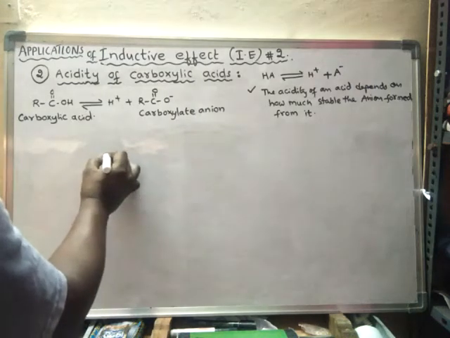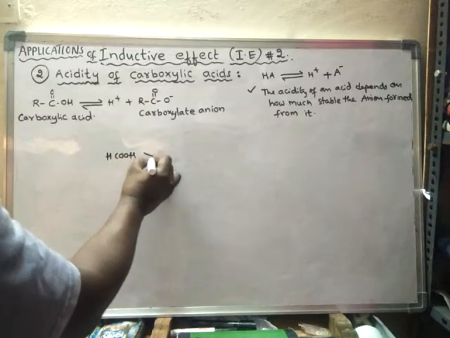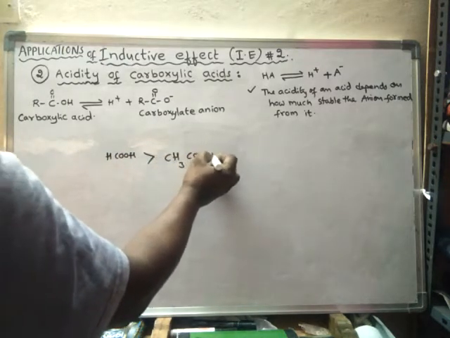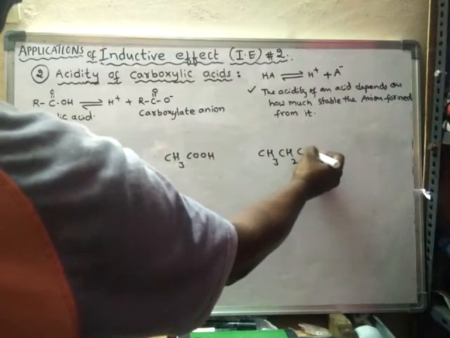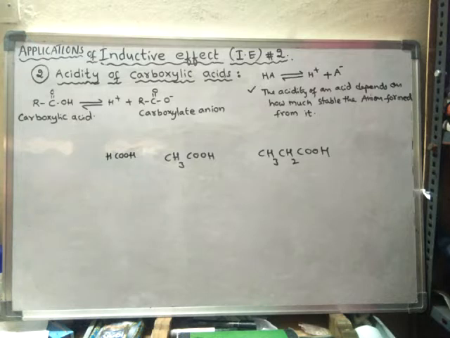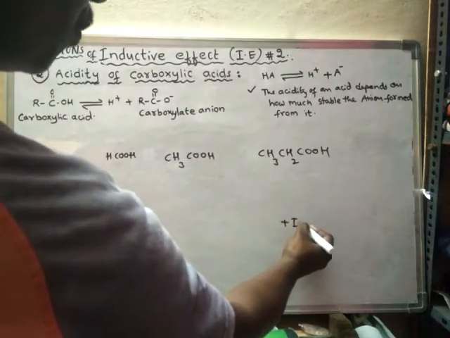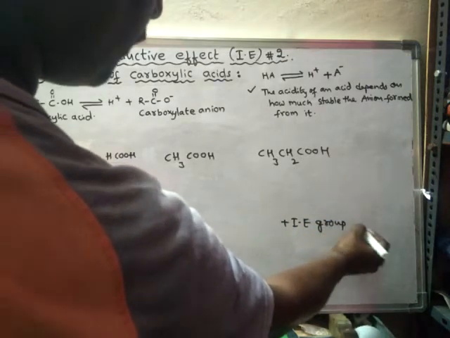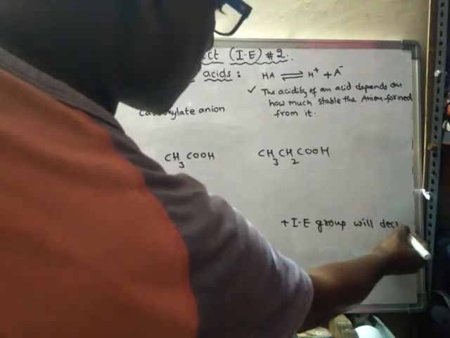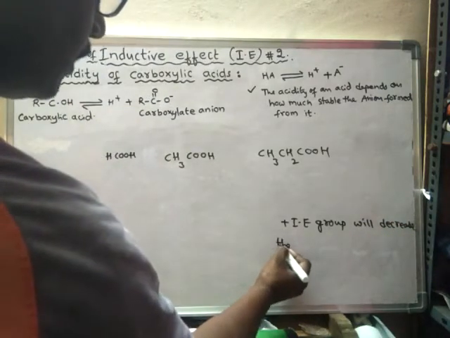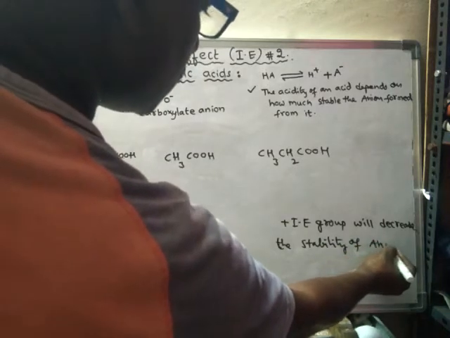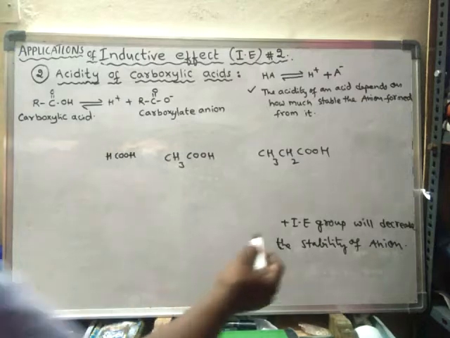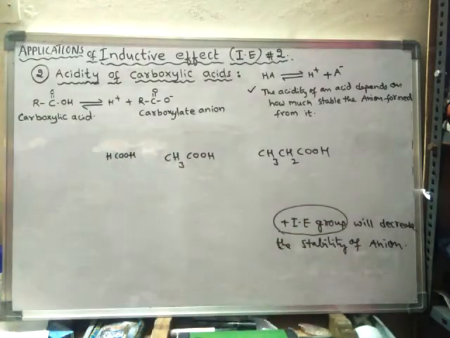Suppose HCOOH, CH3COOH, CH3CH2COOH. Remember that a plus IE group will decrease the stability of the anion, whereas a minus IE group will increase the stability of the anion.